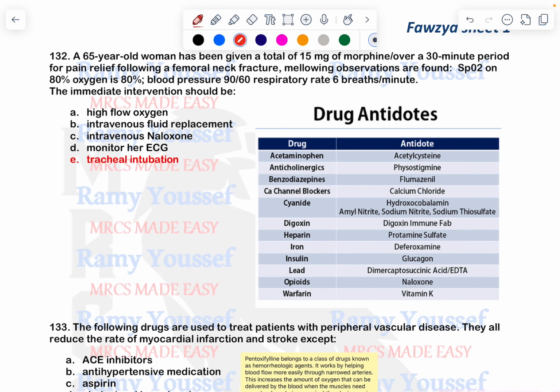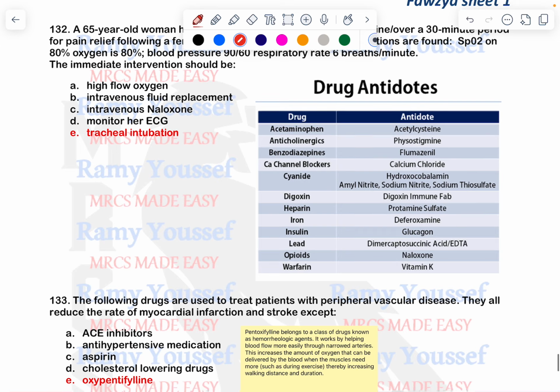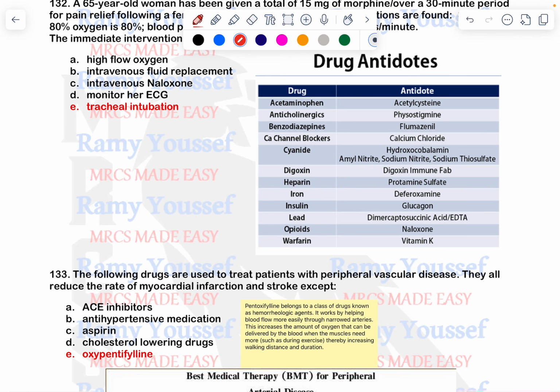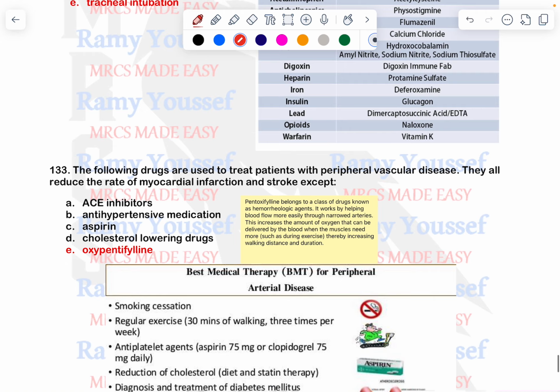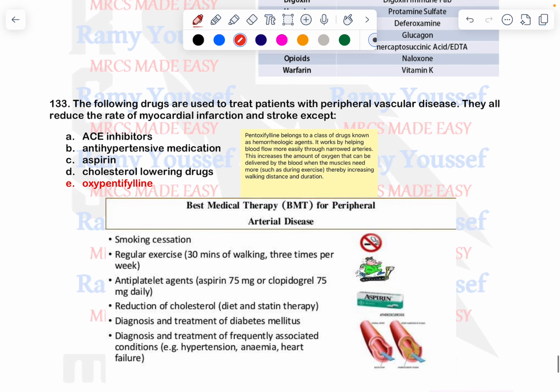The following drugs are used to treat patients with peripheral vascular disease. They all reduce the rate of myocardial infarction and stroke except oxpentifylline. Pentoxifylline belongs to the class known as hemorheologic agents. It works by helping blood flow more easily through narrowed arteries. This increases the amount of oxygen delivered to muscle when it needs more. So it does not decrease the risk of myocardial infarction. In peripheral artery disease, antiplatelets have to be given, aspirin and clopidogrel, and walking has to be encouraged.